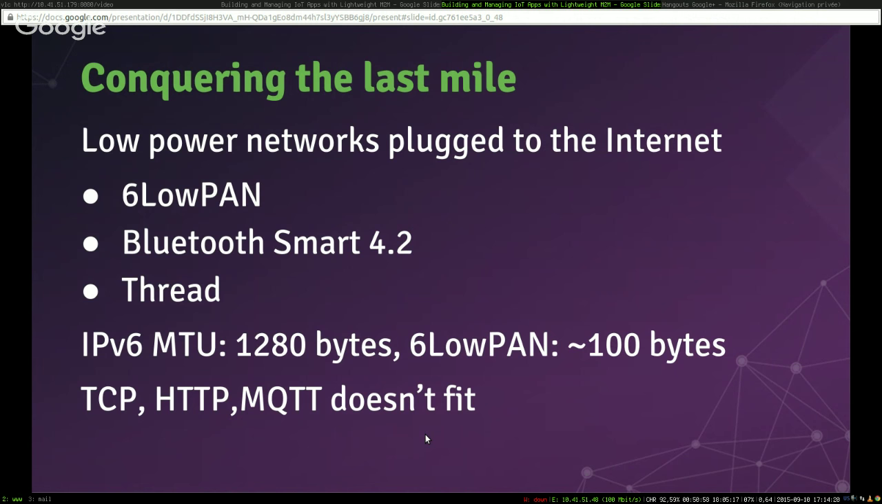This kind of network is not really like the usual internet networks. You have a very small MTU. For example, for a 6LoWPAN network, you have a 100 byte MTU. So you can't directly use HTTP, or a TCP-based protocol like MQTT. For MQTT, if you want to use that on a constrained network, you need to use MQTT-SN. And you can't directly use a good old protocol we all know, like HTTP or WebSocket. It's going to consume too much bandwidth and create too big packets, and it's not going to be battery efficient also.